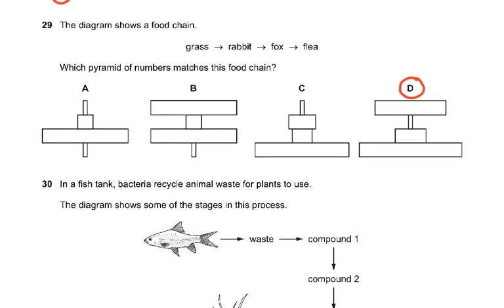Then coming on to question number 29, the diagram shows a food chain. Grass, rabbit, fox, flea. Flea is the parasite. So that has to be a bigger box at the top. Now the two bigger boxes were either this or this. Now this is wrong. This is of course wrong. This is wrong. But why is it wrong?